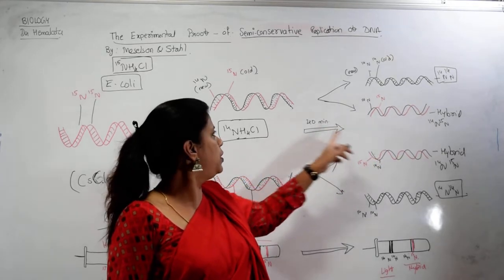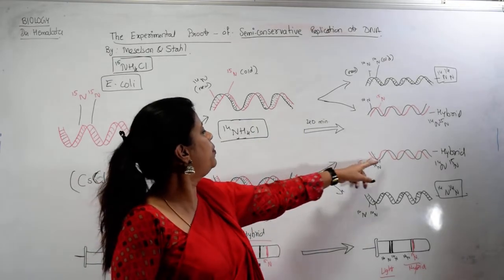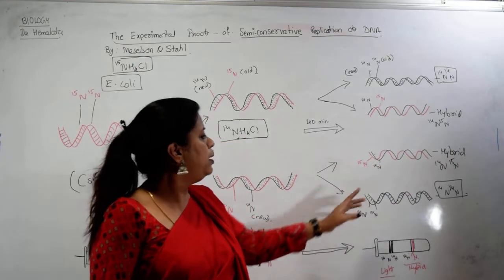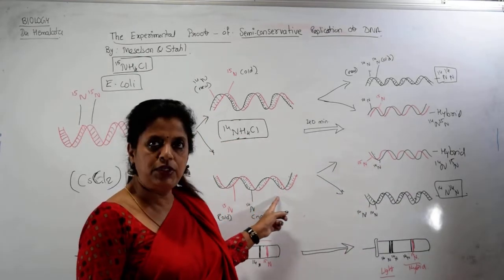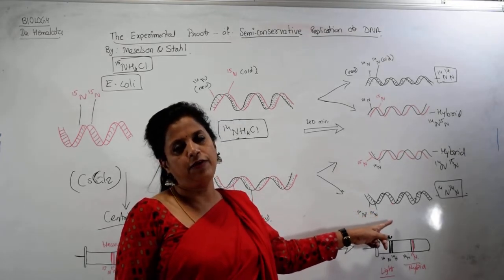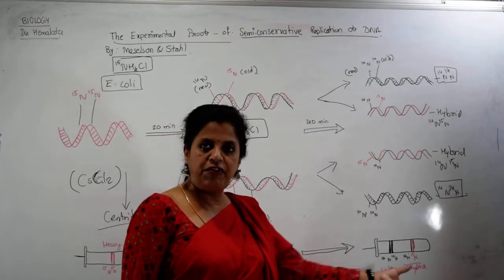Same way, N15, because there are two strands, one strand right here, one strand here. One N15 formed with one N14. This N15 with N14. Then one will again be from the black one, which is N14, and it has formed another total light N14 strands only, both of them. Therefore, you are getting two different bands.